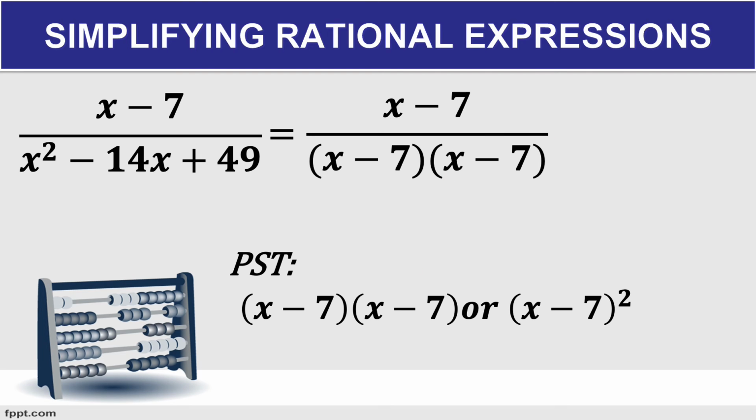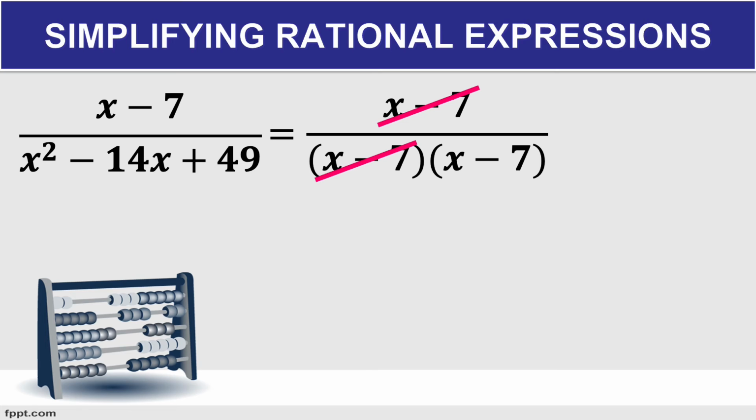Then, cancel out natin ngayon yung x minus 7 sa numerator saka isang x minus 7 sa denominator. Ano na lang natira sa numerator? So, since x minus 7 divided by x minus 7 is equal to 1, ang numerator natin ngayon is 1 over the remaining factor sa denominator natin which is x minus 7.